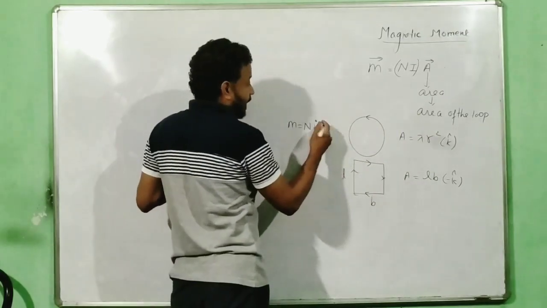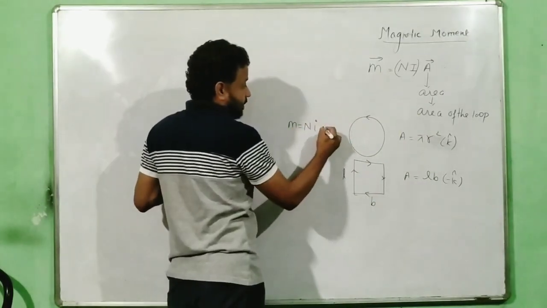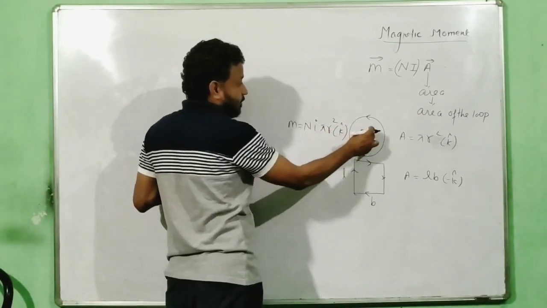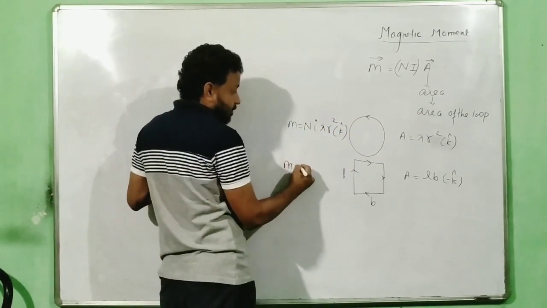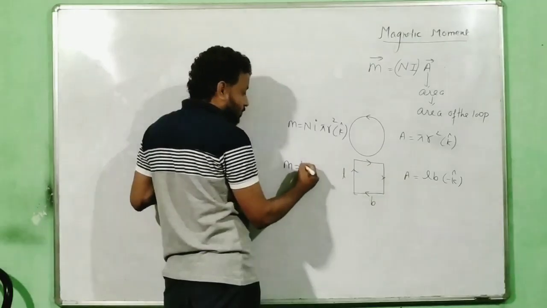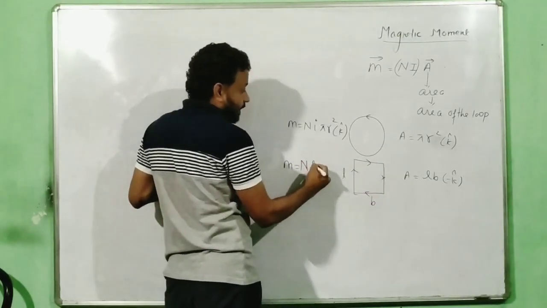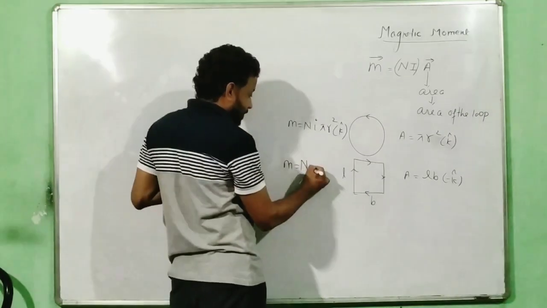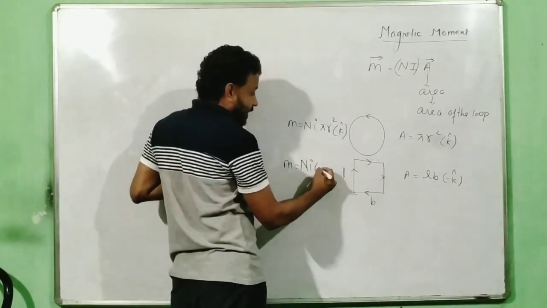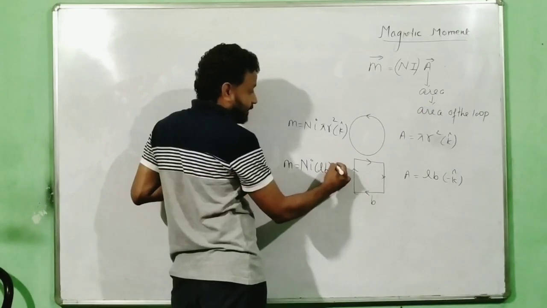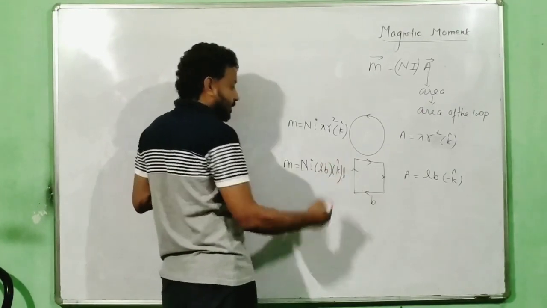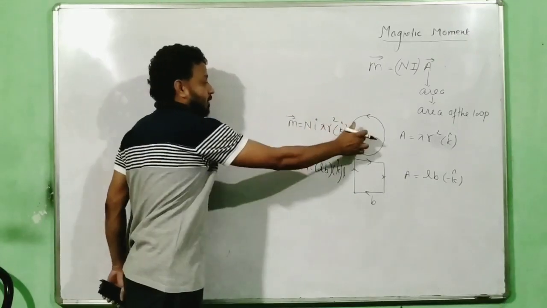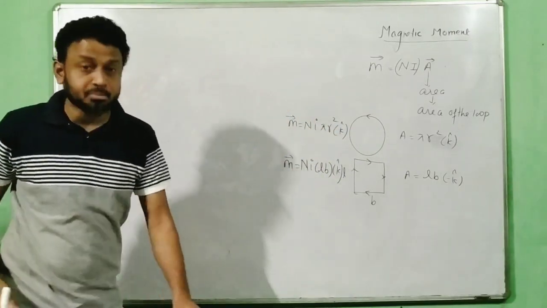A is how much? A, I can use capital I, small I. pi r square k cube. This is the magnetic moment of this one. For this one, magnetic moment will be equal to, if it has n number of loops, let us say n, length, I multiplied by area. Area is length into breadth. Direction is plus k cube. So this is the magnetic moment of this loop, and this is the magnetic moment of this loop, and this is how we find the magnetic moment.